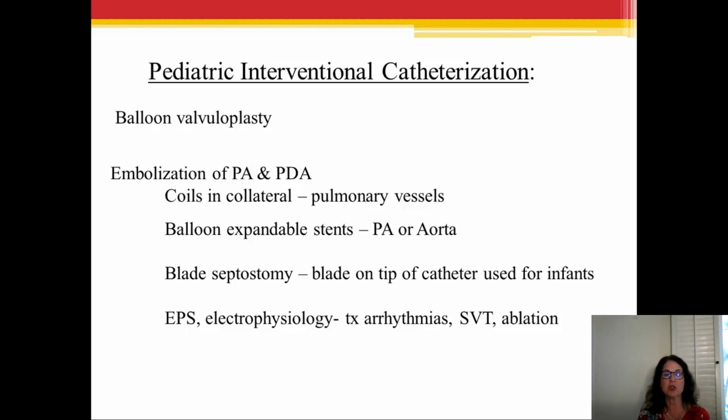And we talked about EPS surgeries. Children have electrophysiology procedures just like adults to treat underlying arrhythmias, with ablation for supraventricular tachycardia.